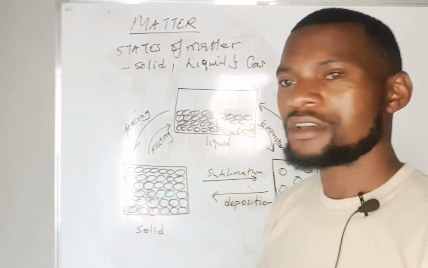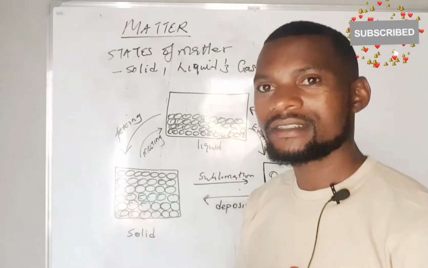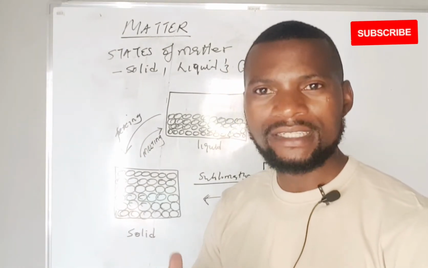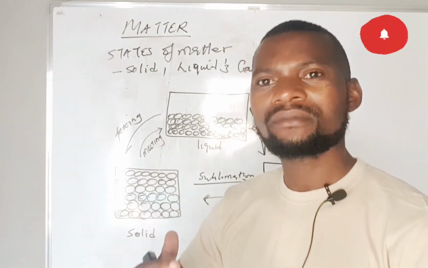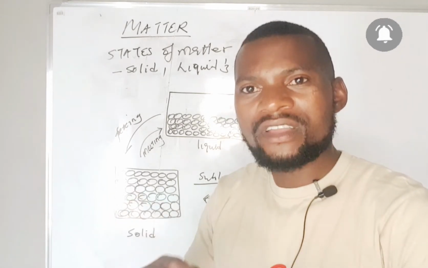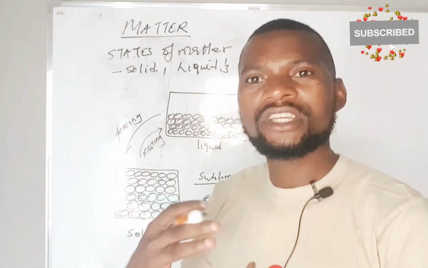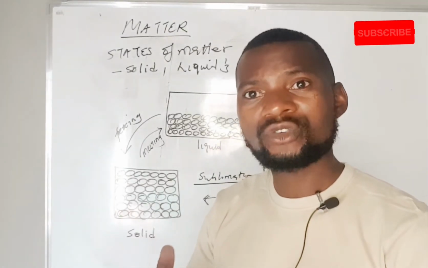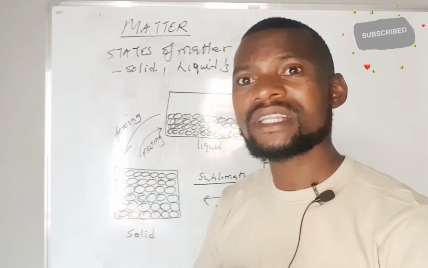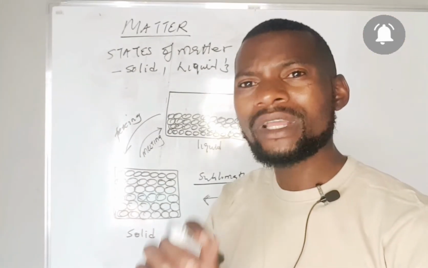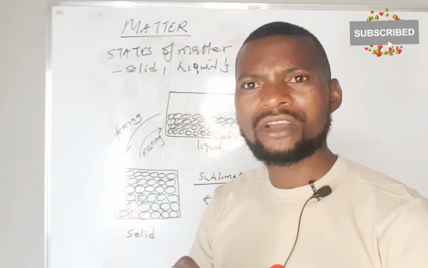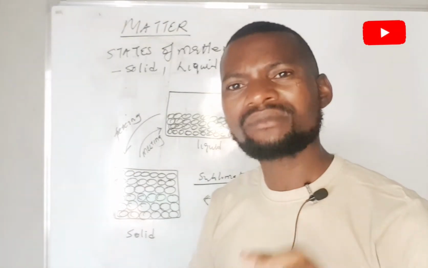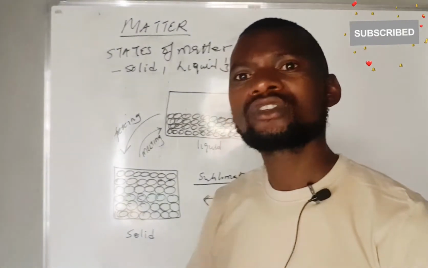For instance, when a solid is heated, the particles begin to gain more kinetic energy. As the particles gain more kinetic energy, they vibrate more. As they vibrate, they begin to create space and are able to slide past each other. When the particles reach that state of sliding past each other, it means the solid has melted. It means the solid has changed state to liquid.